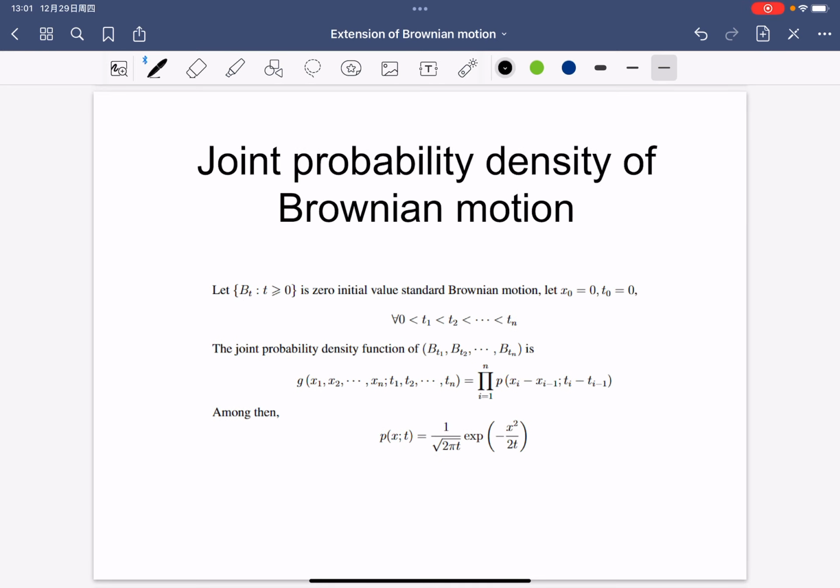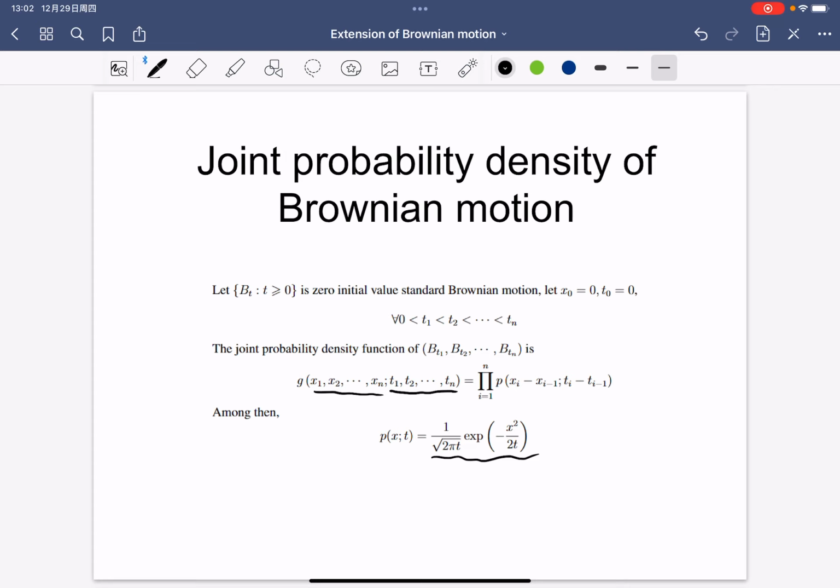Next part, the joint probability density of Brownian motion. Let the Brownian motion be the standard Brownian motion with initial value 0. Let x0 equal 0, t0 equal 0. For all 0 less than t1, t2, to tn, the joint probability density function is a product of terms in xi minus x(i-1) and ti minus t(i-1). Among them, p is equal to the normal transition density.